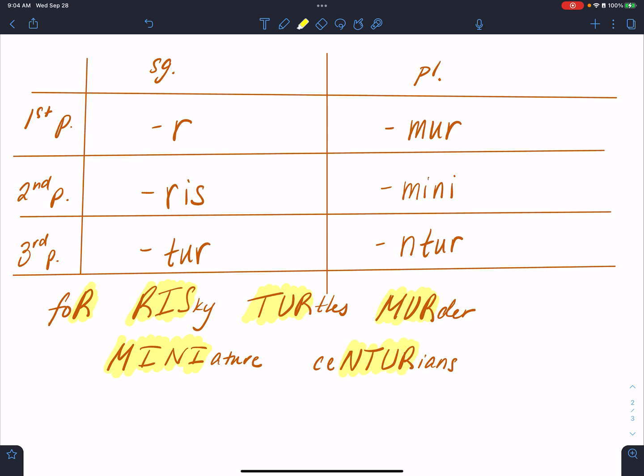Not me. Somebody way before me, but it's really weird, and I think it's awesome. I never learned that. You never? How would you never? Oh, that's so cool, though. I love this. It's one of my favorites. Okay, four risky turtles murder miniature centurions. Everybody say that.